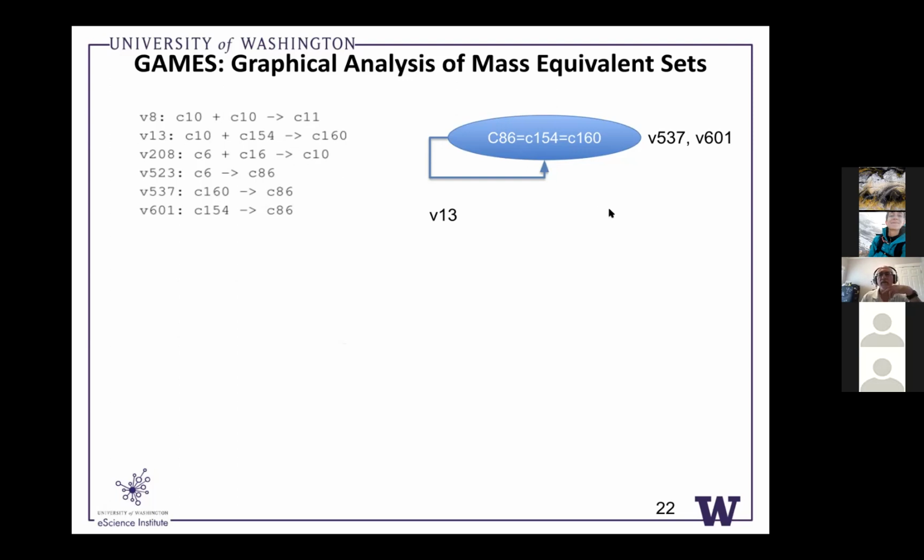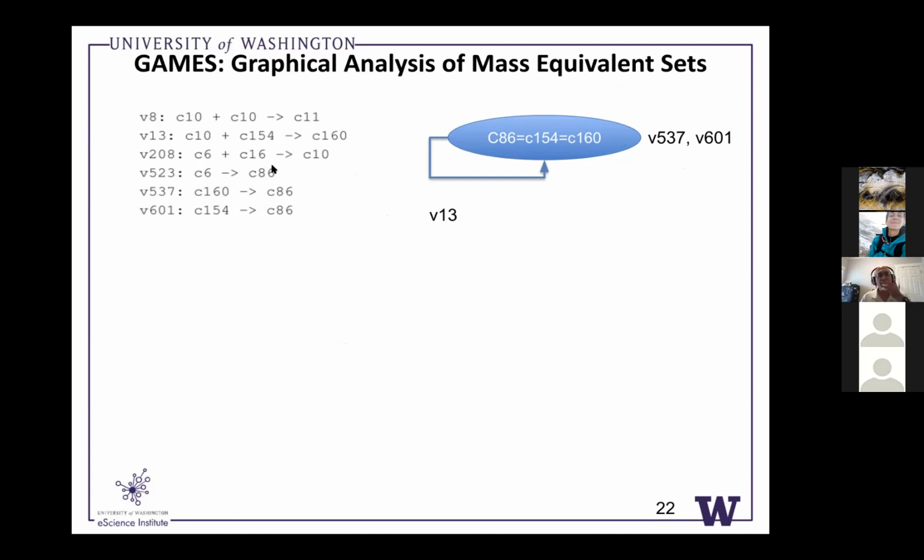So for example, V537, over here, says that we go from C160 to C86. So that means that this mass should be, in this case, because it's uni-uni, equal. It's actually in the set. Let's take V601. Oh, I'm sorry, that's where these are from. This equivalent set was formed from V537 and V601. V13 is where we got this arc.